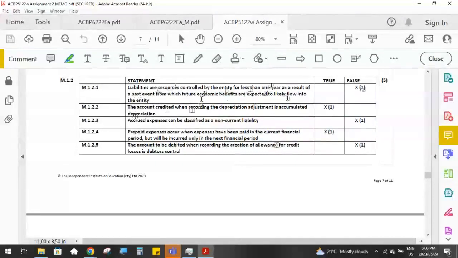Then the second one is the account, in other words, the general ledger account name that is credited when recording the depreciation journal entry every year is called the accumulated depreciation account. And that is true. And just remember, with accumulated depreciation accounts in practice, and if you have to do that in a question, we always write it as accumulated depreciation vehicles, accumulated depreciation furniture, accumulated depreciation equipment.